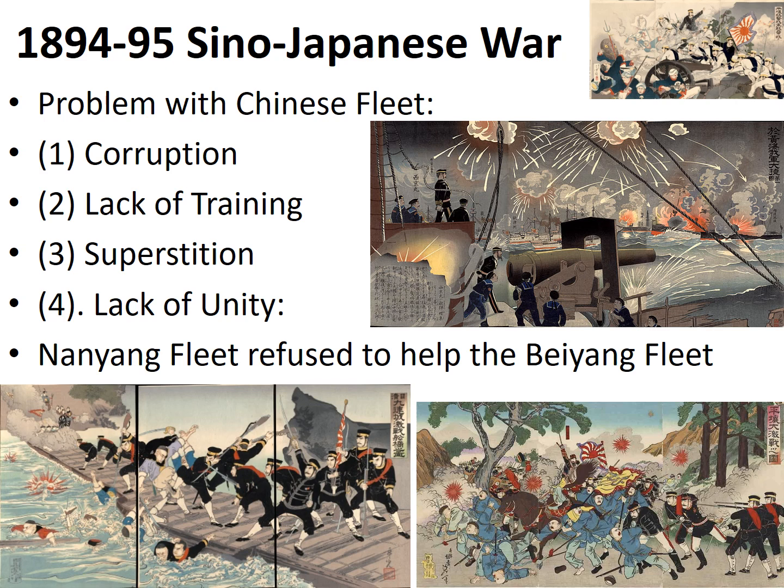Number 4, a lack of unity. The Nanyang fleet, in other words, the fleet that's deployed to the south, which was a Qing dynasty fleet. The admiral refused to cooperate with the Beiyang fleet. Now, the Nanyang fleet was not the largest fleet in China, but it was another fleet under another command, and it shows you how divided China was.